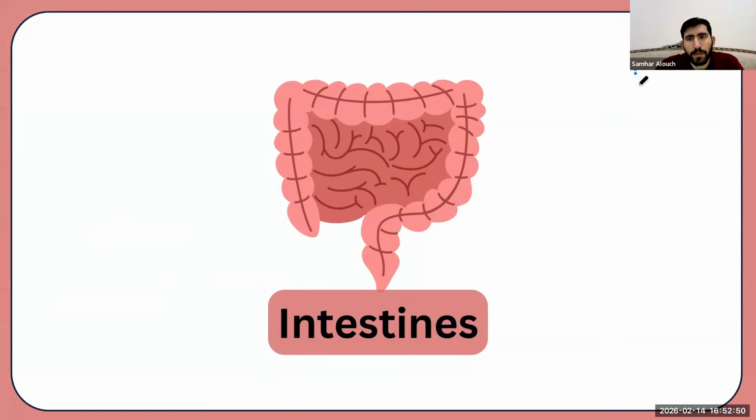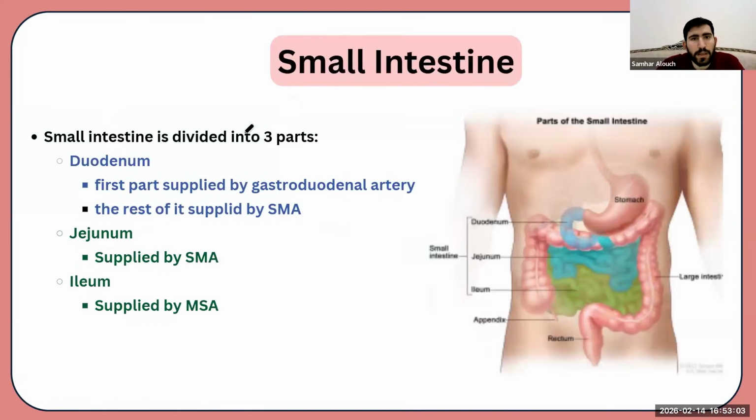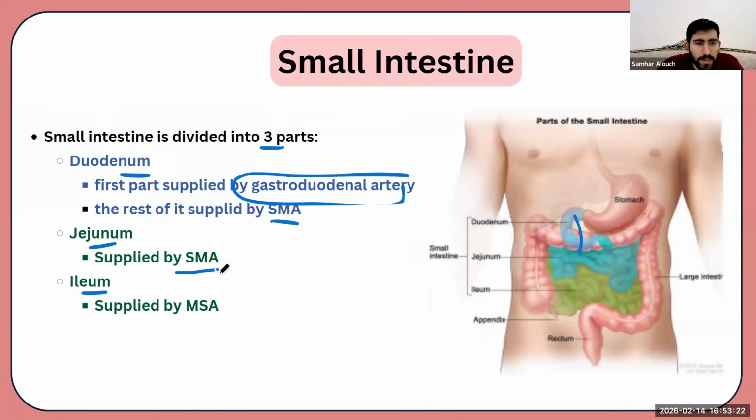So as I said, the food will reach the stomach and then the pyloric sphincter, and then it will reach the small intestine. The small intestine is divided into three parts: duodenum, which is the first part, jejunum, and then ileum. The first part of the duodenum is supplied by the gastro-duodenal artery. We already talked about the gastro-duodenal artery. It passes behind the first part of the duodenum, so it will supply it. The rest is supplied by the superior mesenteric artery, then the jejunum, superior mesenteric artery, and the ileum is also supplied by the superior mesenteric artery, SMA.